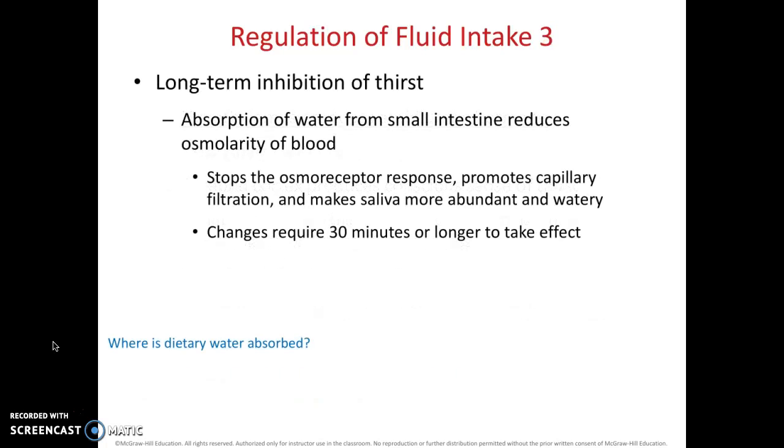So there's two forms of thirst inhibition. So there's long-term inhibition of thirst, and this is when the absorption of water from the small intestine reduces the osmolarity of blood as the small intestine intakes more water. And this will stop the osmoreceptor response within the hypothalamus and will make saliva more abundant, watery, and that'll decrease the actual sensation of thirst. But because it has to go to the small intestine, this requires 30 minutes or longer to take effect. My question here, where is dietary water absorbed?